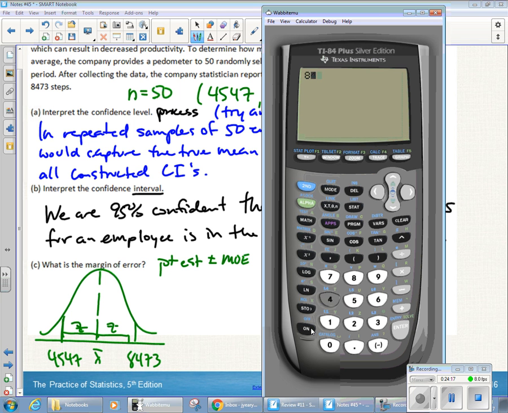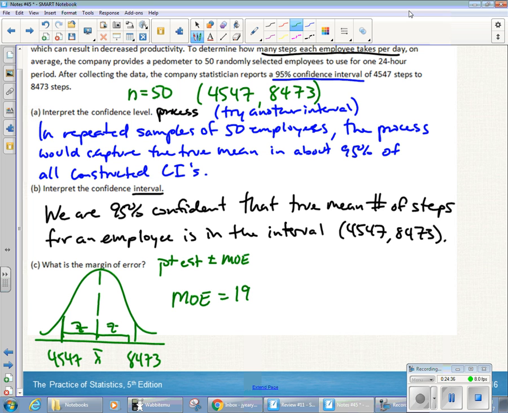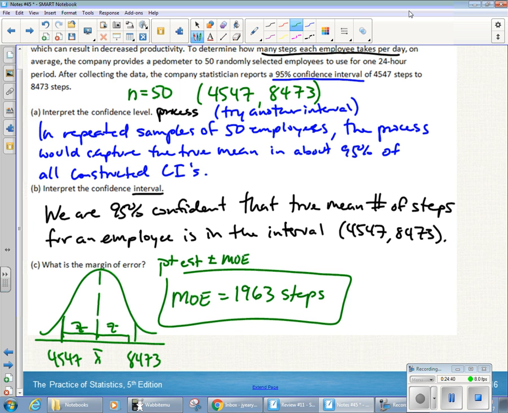So 8,473 steps minus 4,547 steps tells me the length of that interval is 3,926, but we just want one margin of error. So divide by 2, and that would tell me that the margin of error for this particular interval is 1,963 steps, based on the fact that that interval is entirely symmetric. So that's part of just being a confidence interval.